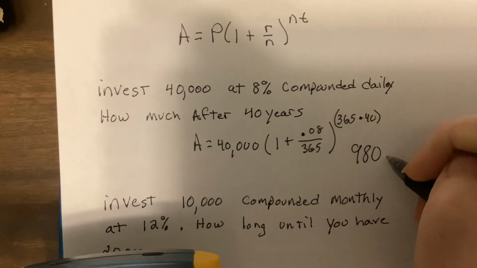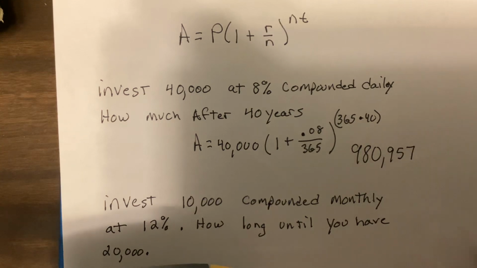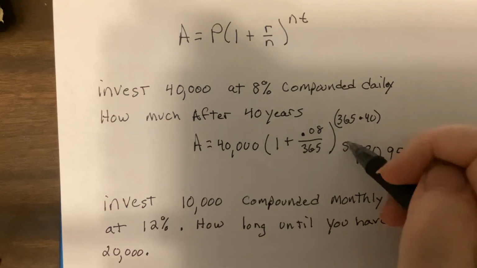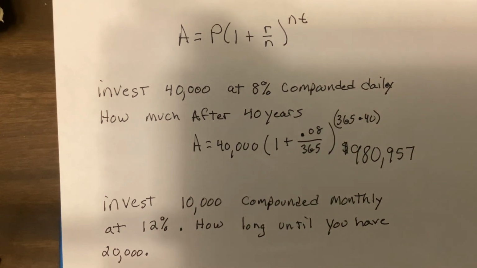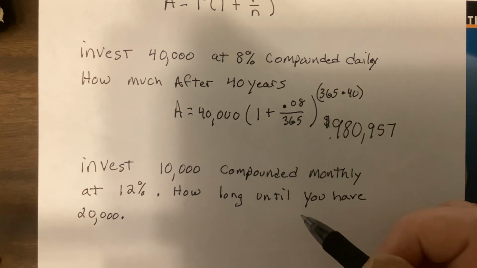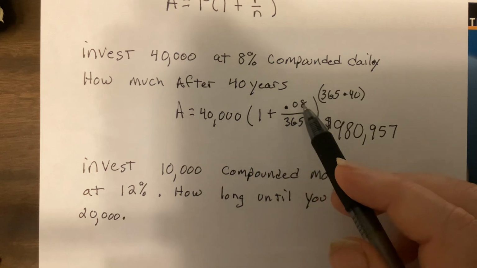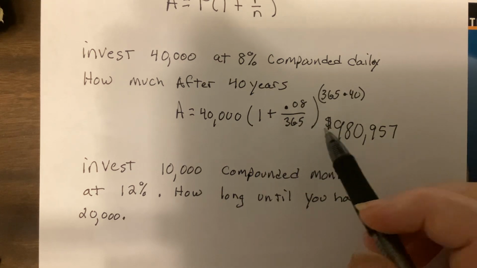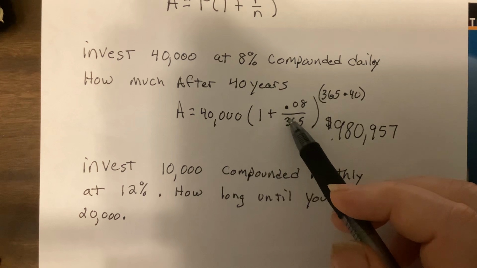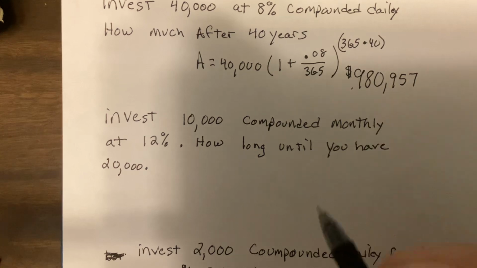$980,957. Not too bad, is it? Would you give someone $40,000 if they got $980,000 back? Now, it does take 40 years to get that. And in fact, this formula is not perfect, but it's not bad for what we're using it for. It'd actually be over $1 million.